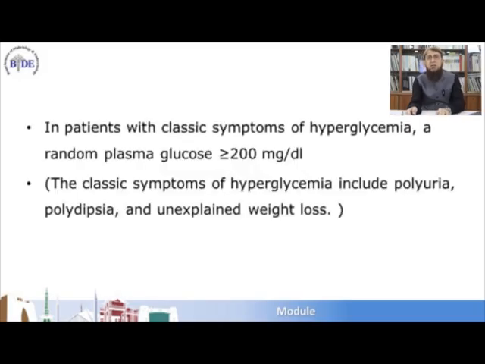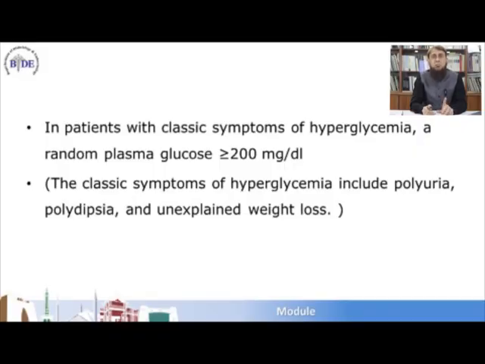When the subject has classical symptoms of hyperglycemia, you must know by now, understanding the pathophysiology, that includes polyuria, polydipsia, unexplained weight loss. Here I must emphasize that type 2 diabetes can be silent for levels beyond 300, 400, even 500 milligrams per deciliter, and the subject remains silent from the symptoms point of view, and still the levels are high.